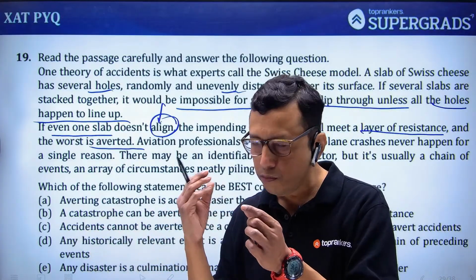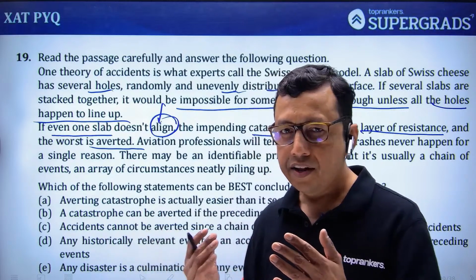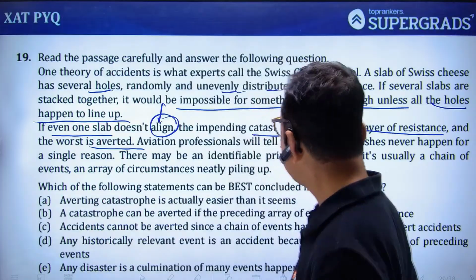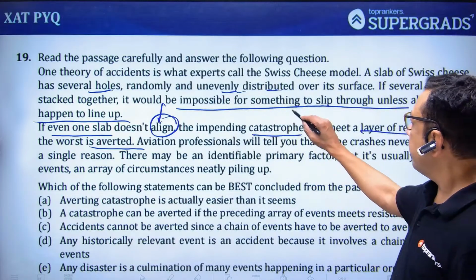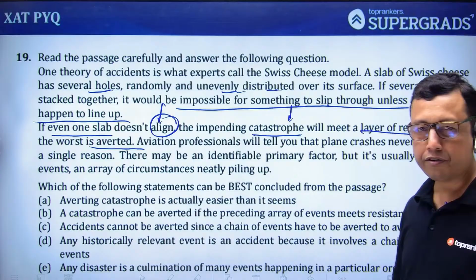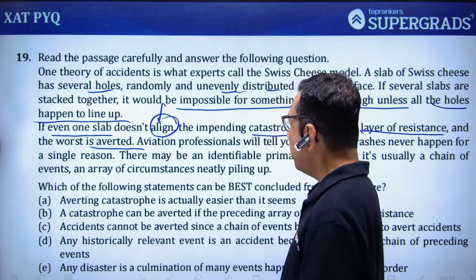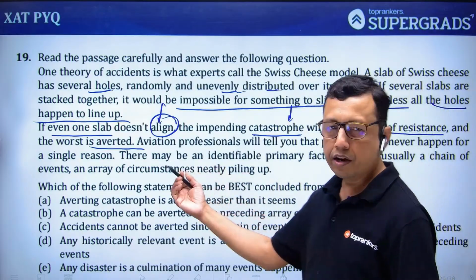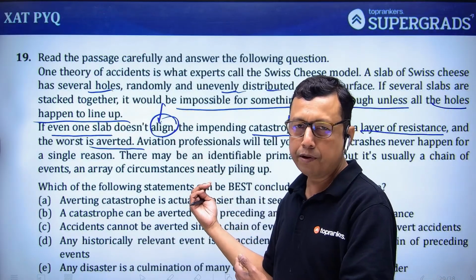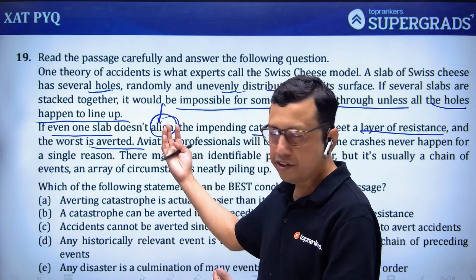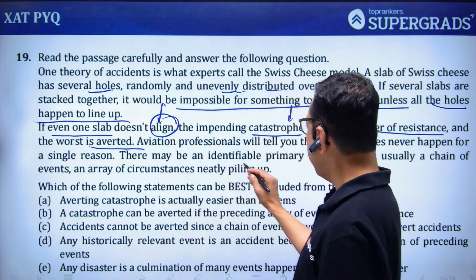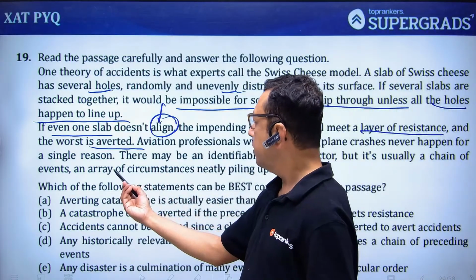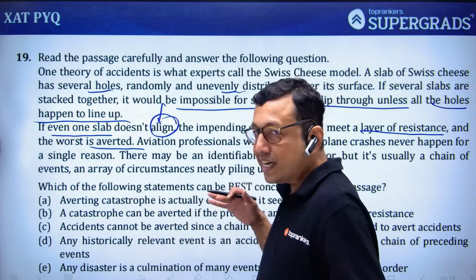If even one hole doesn't align, in the sense it doesn't align, then the worst is averted. There is a resistance. The catastrophe will meet a layer of resistance. That's the point. Catastrophe means the disaster or the tragedy. Aviation professionals will tell you that plane crashes never happen for a single reason. This idea is exemplified here. Here's an example to explain this idea further. There may be an identifiable primary factor, but it's usually a chain of events, an array of circumstances neatly piling up.